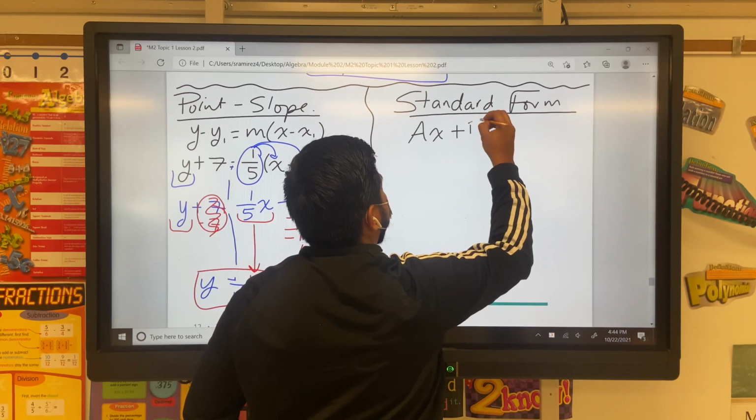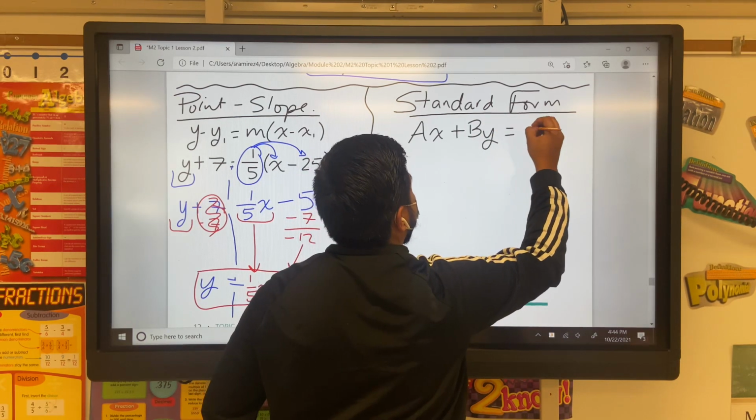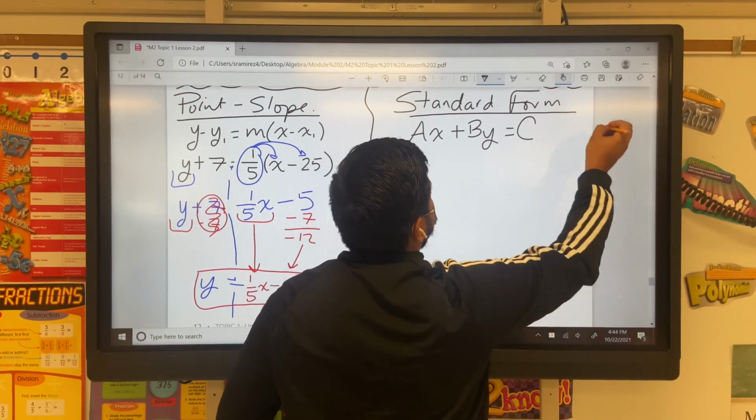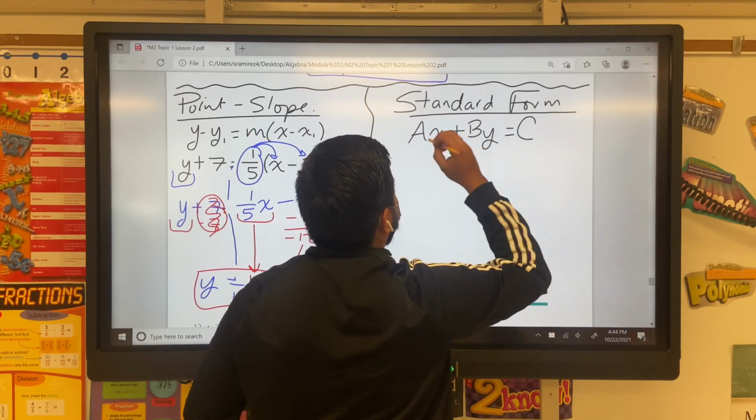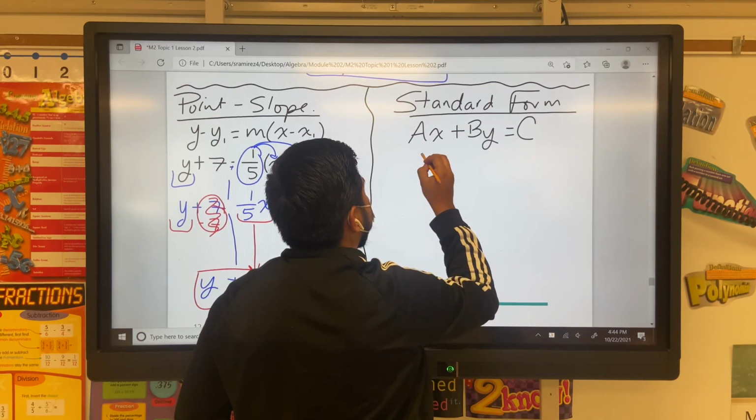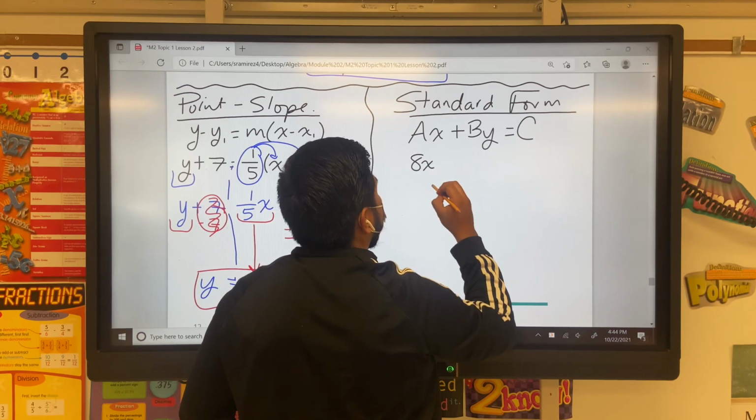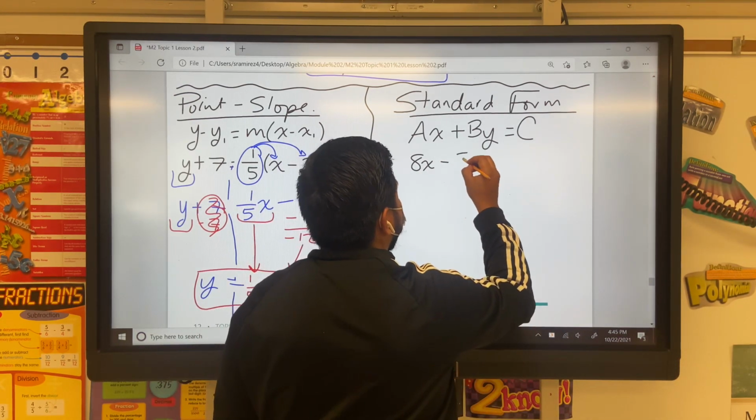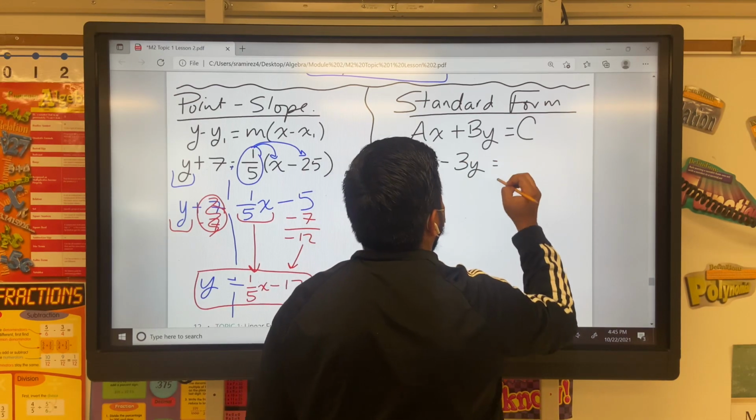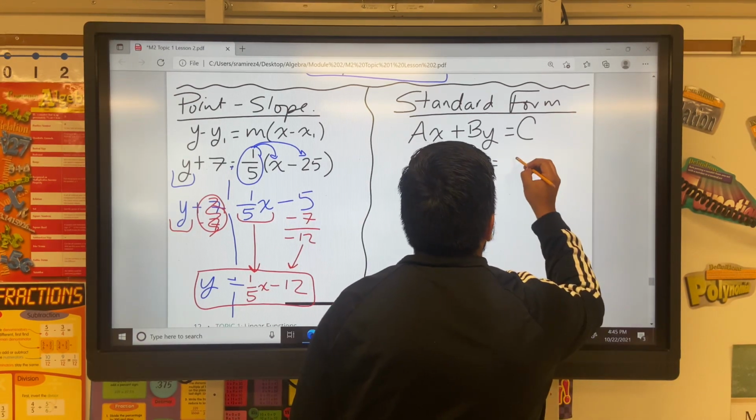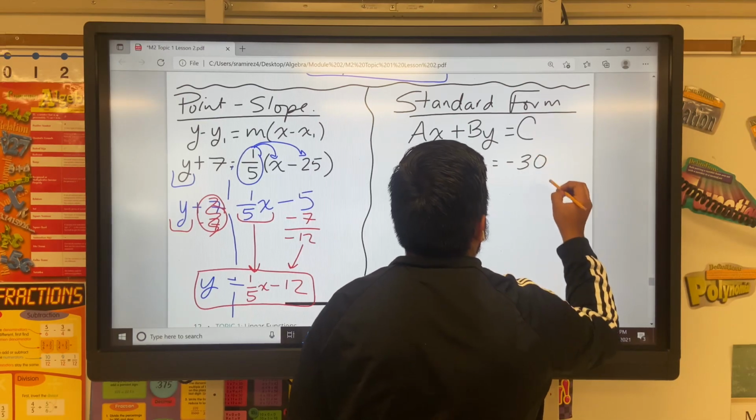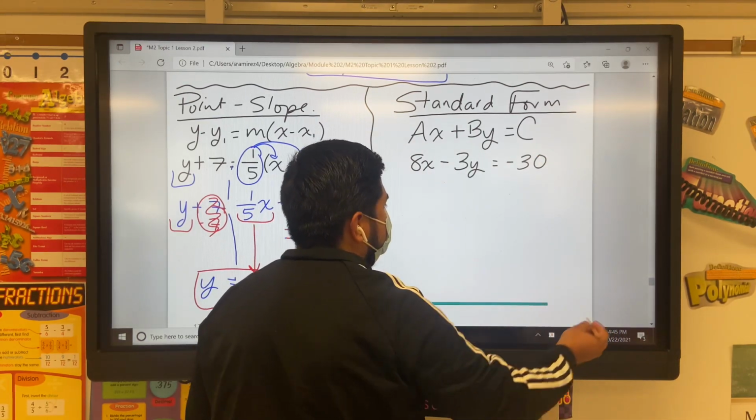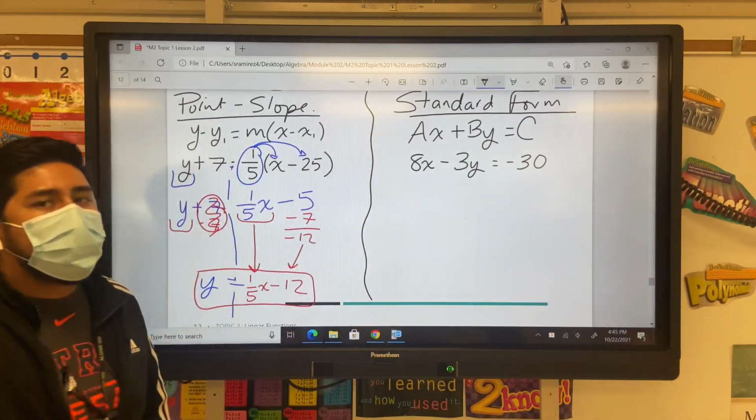AX plus BY equals C, using some new numbers. Sorry, let's keep it like that. Let's do 8x minus 3y equals, we could do negative 30. Okay. Same type of ordeal, ladies and gentlemen.